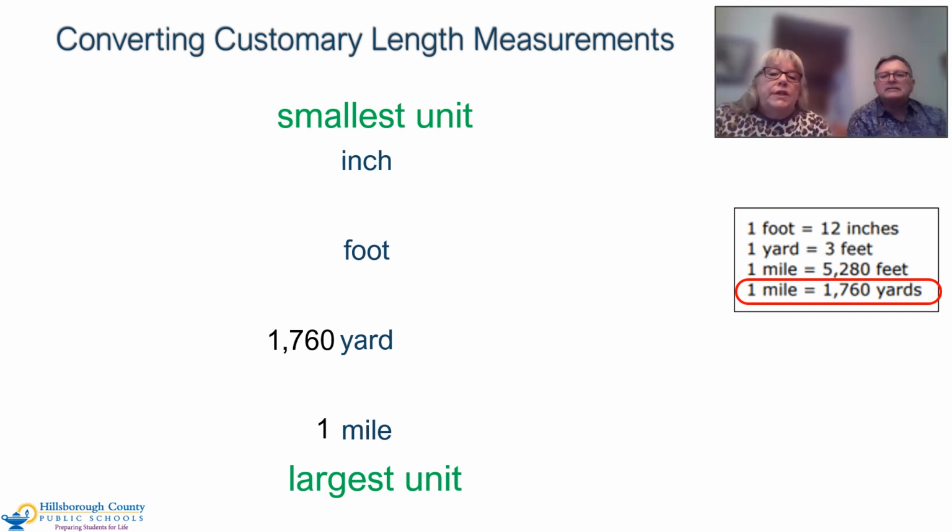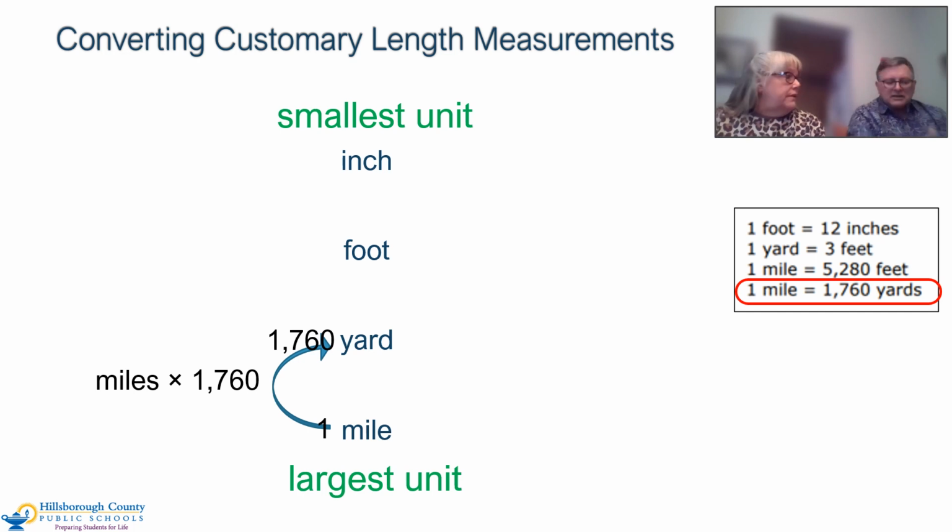So to get from miles to yards, I have to use that multiplication. I have to take 1 and multiply times 1,760 to get 1,760. Because I'm going from a larger to a smaller unit, I need more of that smaller unit to equal the larger unit.